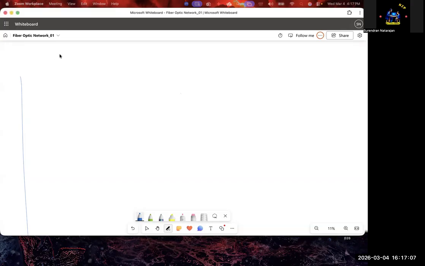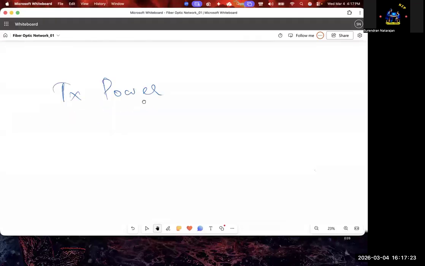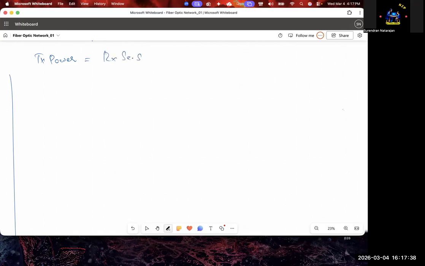Okay. So transmit power is equal to Rx sensitivity plus total loss plus maintenance margin.